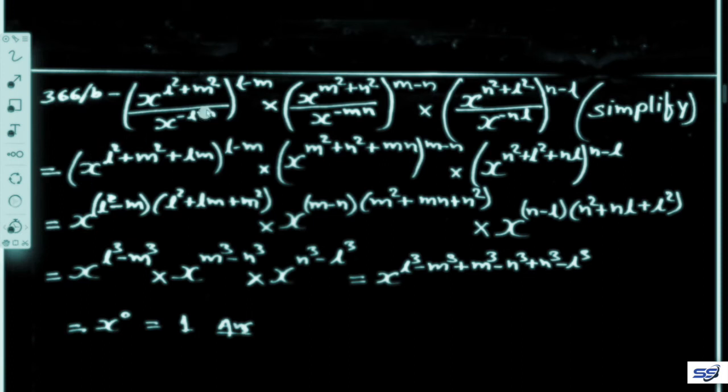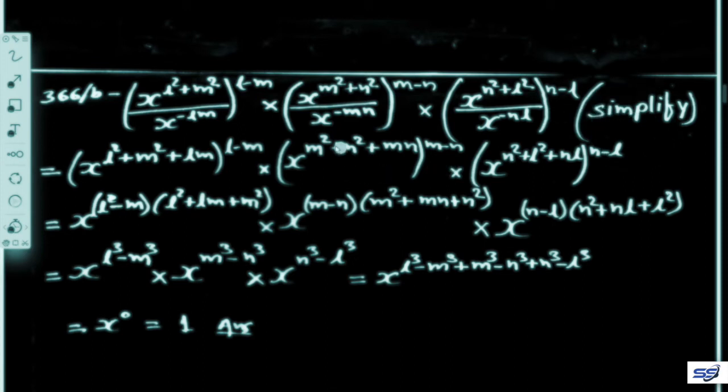Problem of indices given here, problem to simplify. Given is x power l square plus m square upon x power minus lm, whole power l minus m, into x power m square plus n square upon x power minus mn, whole power m minus n, into x power n square plus l square upon x power minus nl, whole power n minus l. Now this is a problem of indices, and we have to make this in simple form and get our required answer.